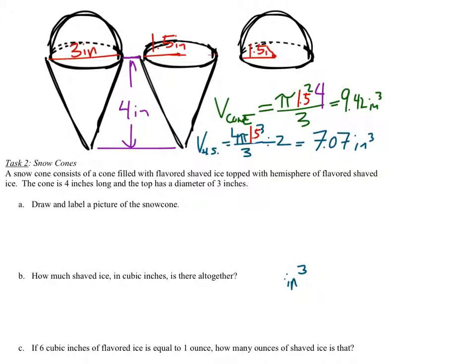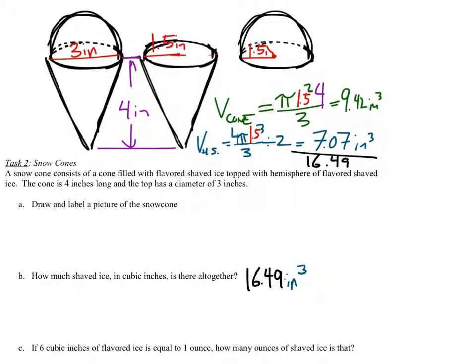All right, so to find the total cubic inches, we got to add those together. So adding these, 9.42 plus 7.07 is 16.49. So this would be 16.49 cubic inches of shaved ice.